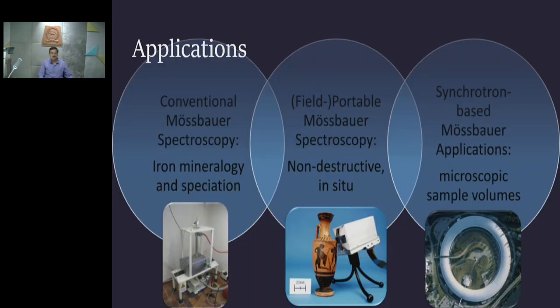So these are the applications of this MB spectroscopy. It is used for iron mineralogy and speciation. It is also used as a non-destructive method to identify samples in portable field settings. Then it is also used for various microscopic samples.